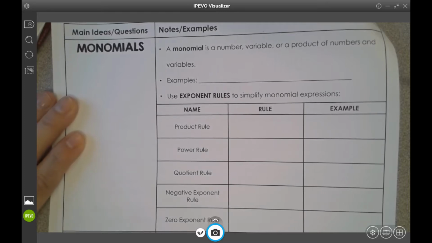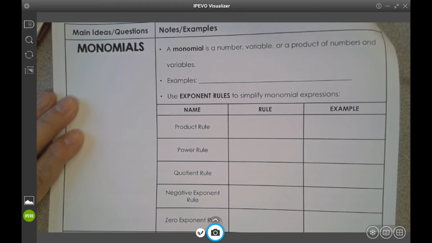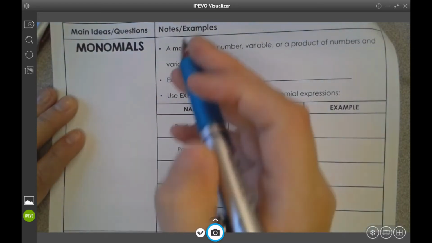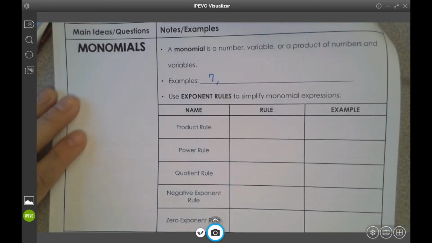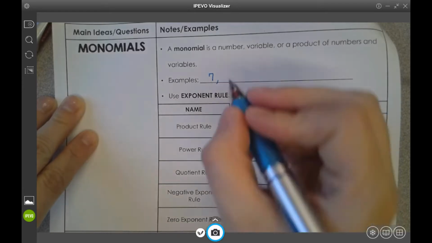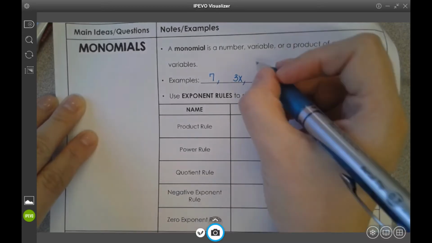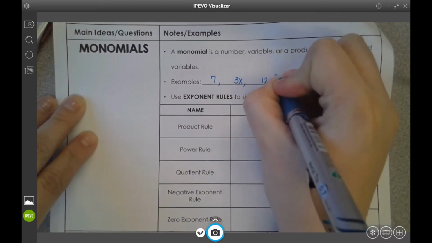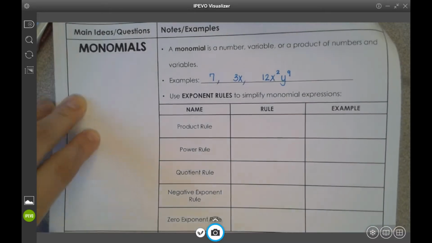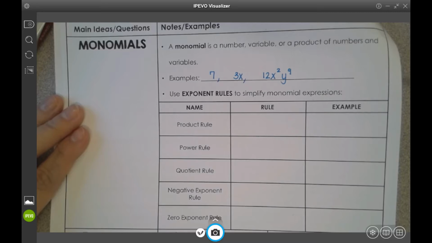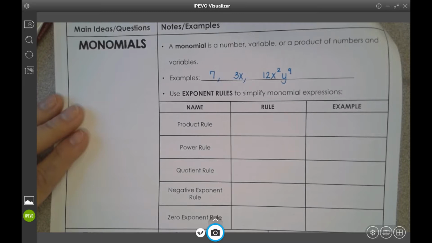So a monomial, we're starting out with a monomial. That's just a number or a variable or numbers and variables smushed together. So like 7, 3x, 12x squared y to the 9th. Those are all examples of monomials. So just there's no addition or subtraction between them.